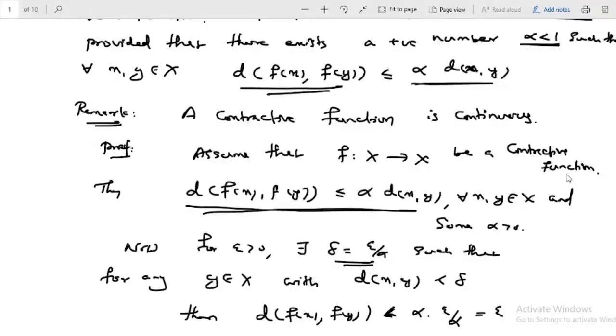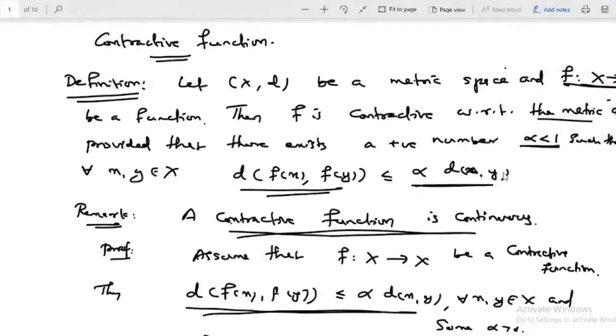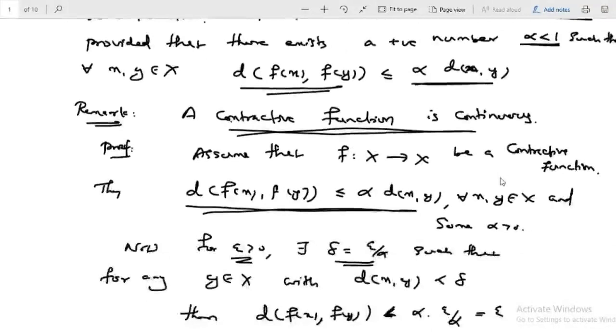That is, for a given epsilon greater than 0, there is delta, that is epsilon by alpha, such that for any y belongs to X with d of x, y less than delta, then d of f of x, f of y is less than epsilon. Therefore, every contractive function is continuous. Okay, what is similar to the continuous function on contractive function.